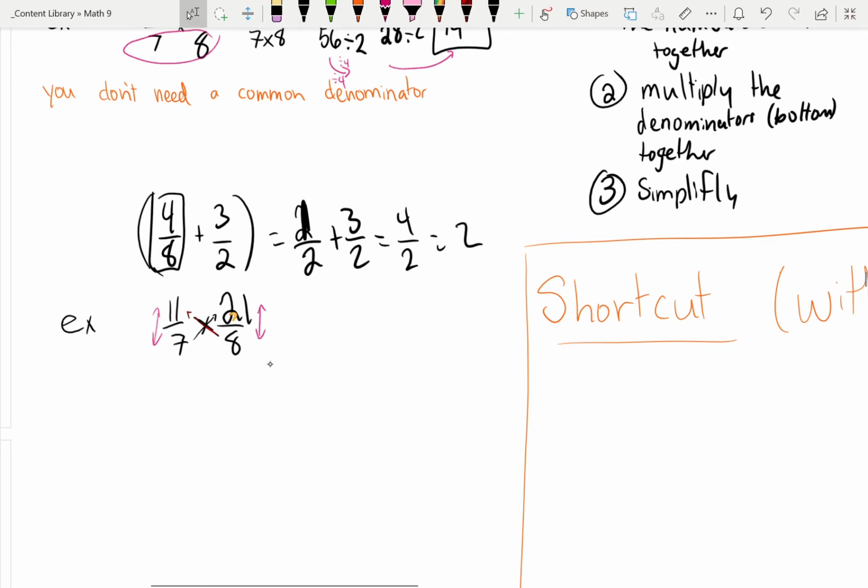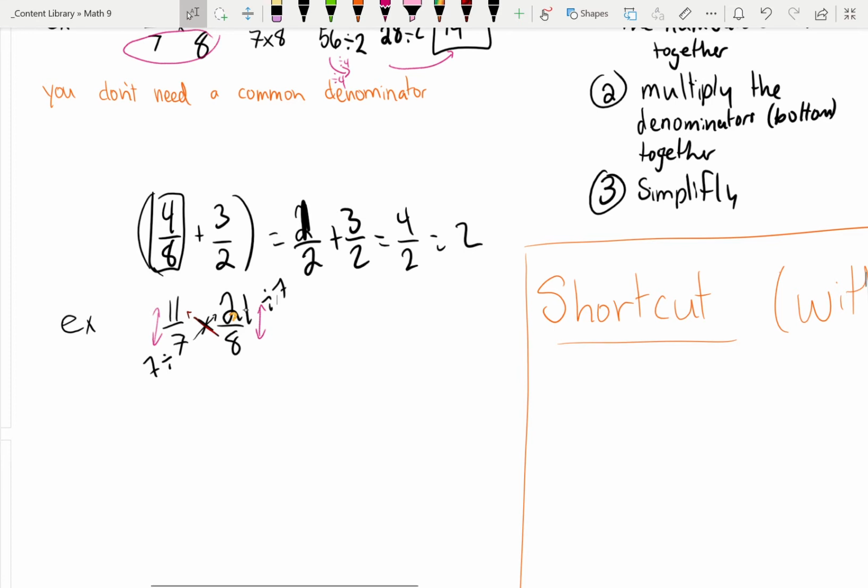So 11 and 8 are no good. 7 and 21 are though. They're both a common factor of 7. So I'll say this in class, and you'll hear this from me a number of times. Good mathematicians are lazy. I don't want to multiply 11 times 21 if I don't have to. If I can make those numbers smaller without changing my answer, I'm absolutely going to do that.